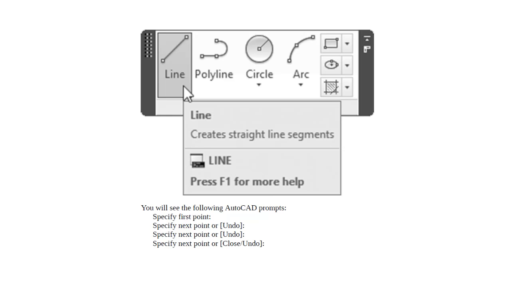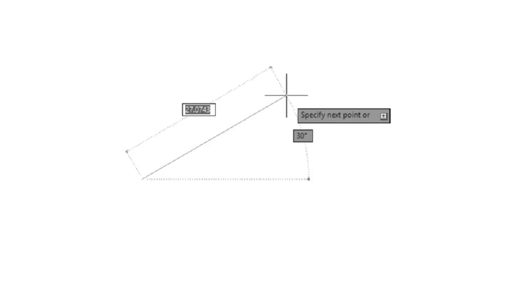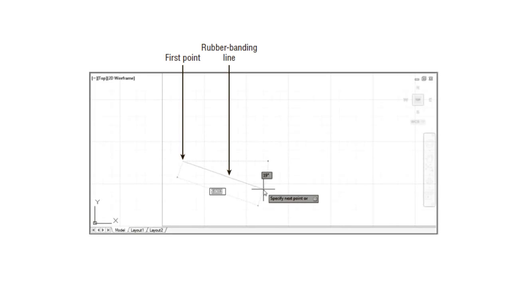AutoCAD responds in two ways. First, you see the message, specify first point, in the command prompt, asking you to select the point to begin your line. Also, the cursor changes its appearance. It no longer has a square in the crosshairs. This is a clue telling you to pick a point to start a line. Second, using the left mouse button, select a point on the screen just a little to the left and below the center of the drawing area.